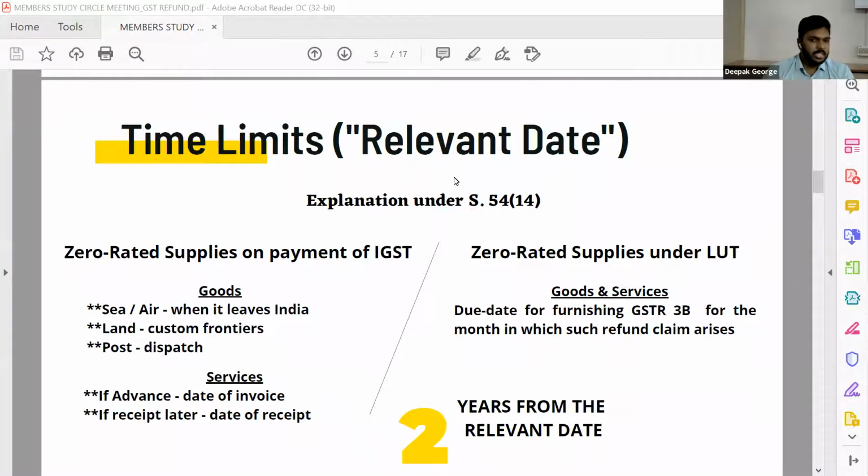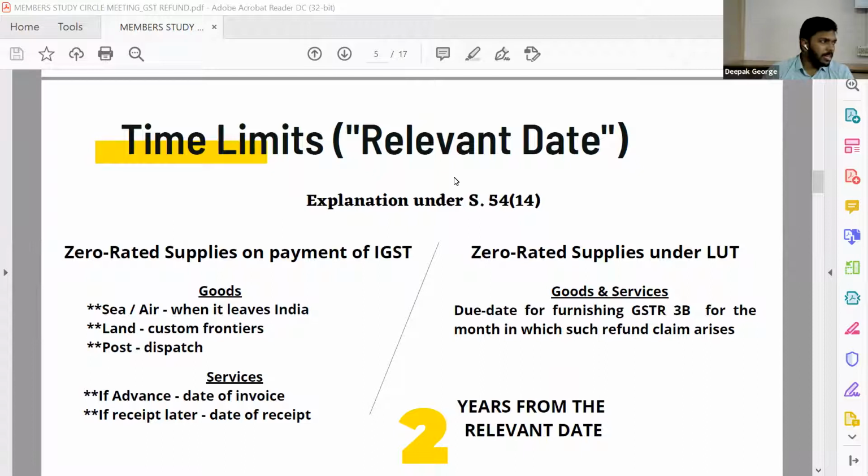As far as services is concerned, on your left-hand side, you can see that sometimes when we provide services, we get the payments for services, sometimes in advance, which happens most rarely, or we get the payment after supplying services outside India. So in case of services, if you're getting the money in advance in dollars from the customer sitting outside India, then 2 years should be counted from the date of invoice.